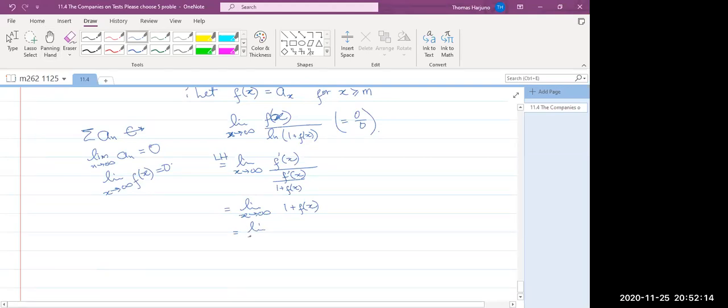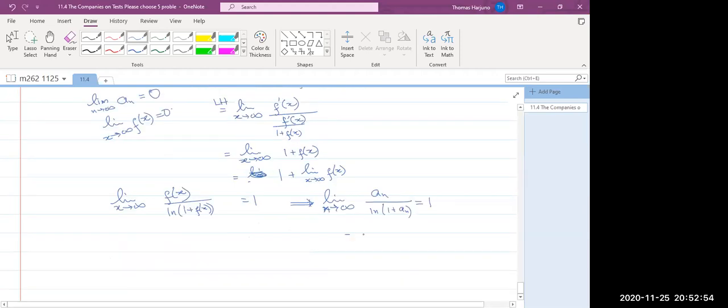This is 1 plus something. That's 1 plus limit of f(x) where x goes to infinity, that's equal to 1. In other words, I have just proven limit x going to infinity of f(x) over natural log of 1 plus f(x) equals 1. Consequently, then the limit of the terms will also go to 1. But there's a problem with this proof.